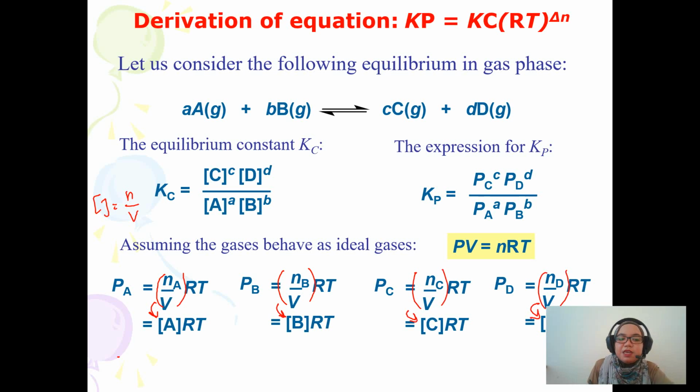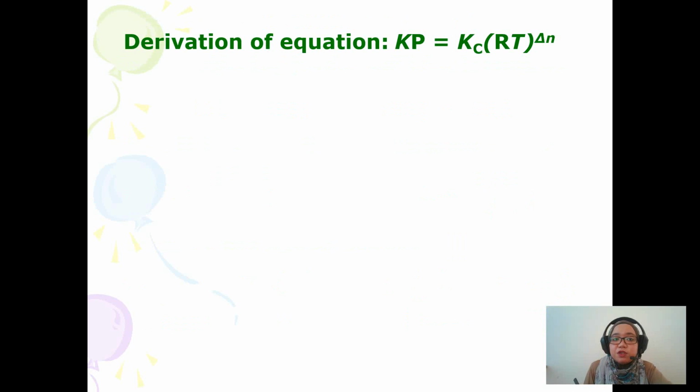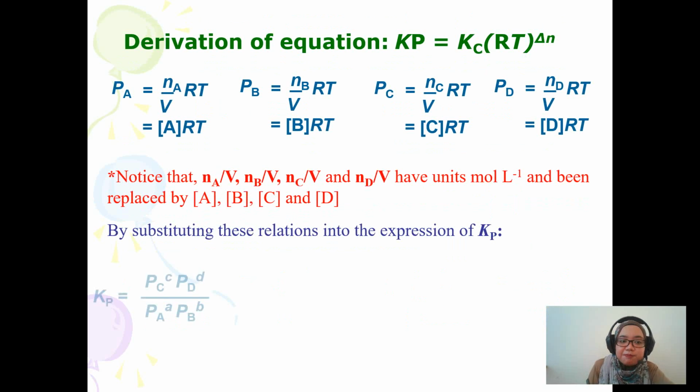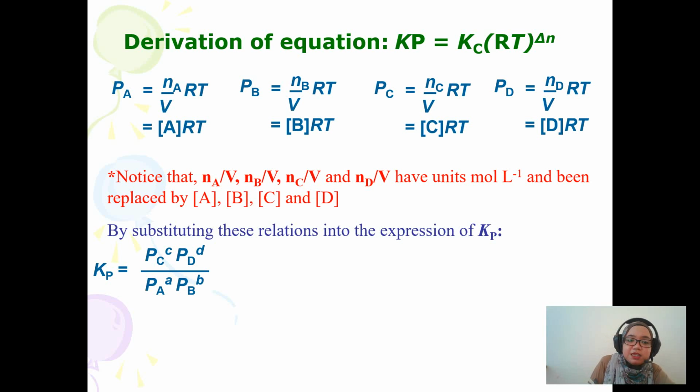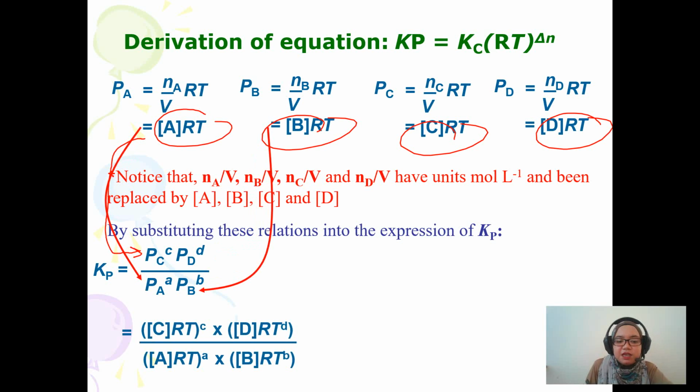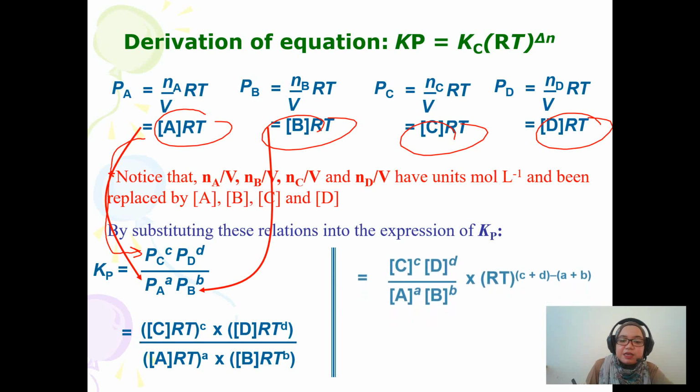So we have PA equals concentration A times RT, and the same goes for PB, PC and PD. Now, the next step is to substitute the partial pressures into the Kp expression. The Kp expression is Pc times Pd over Pa times Pb. So we substitute these into the Kp expression, like this: concentration of C times RT, times D times RT, over A times RT, times B times RT. So we will get it like this.